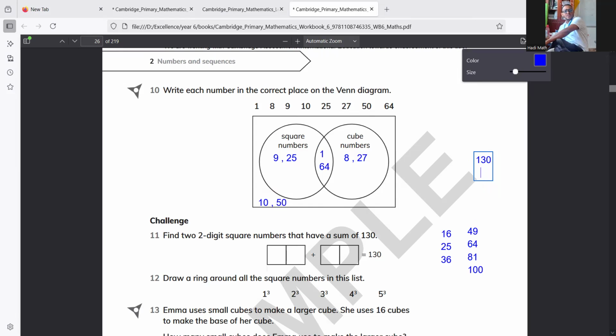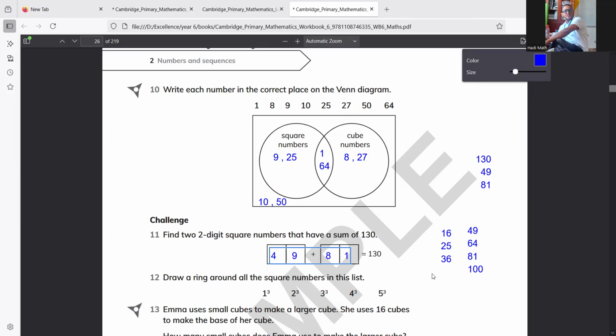Then you go to the 49. Subtract 49. 10 minus 9 is equal to 1. Then you borrow 1 here, so it's going to be 12. 12 minus 4 is equal to 8. So 49 and 81. 49 is a square number and 81 is a square number. So 49 and 81 is the pair that you're looking for. So be smart and do it this way.